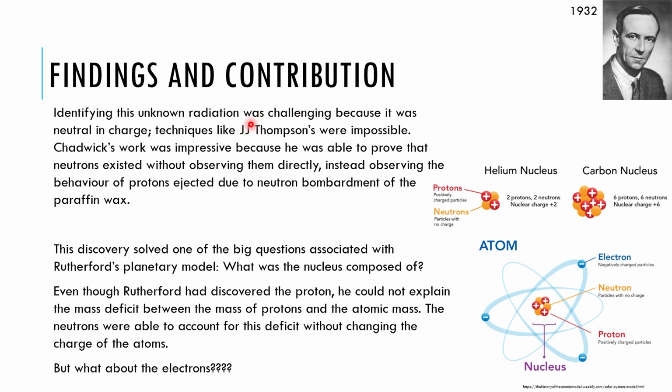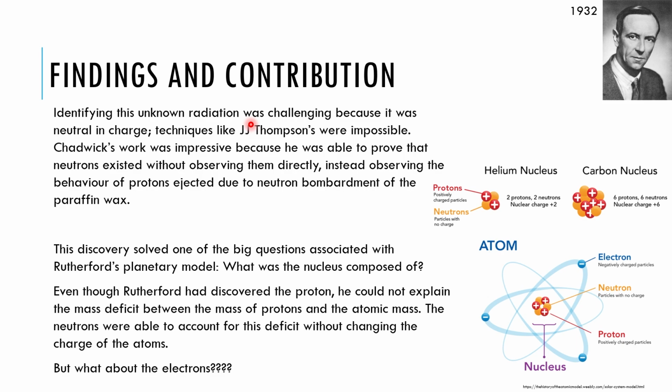Techniques like J.J. Thomson's were impossible in this situation to try and identify the properties of the neutrally charged matter. The genius of his work was that he was able to prove the existence of the neutrons and measure their properties, namely their mass, without directly observing them, instead looking at the behaviour of the protons ejected due to the bombardment of the paraffin wax.